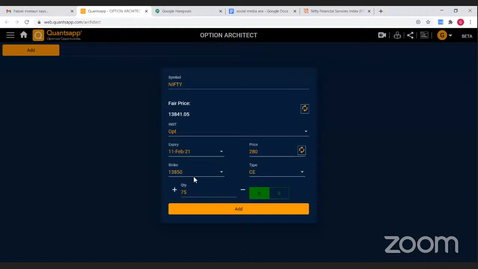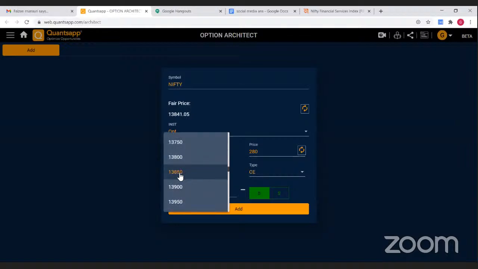So you don't have to worry, you just have to make the strategy and you can see the first will be your at the money.